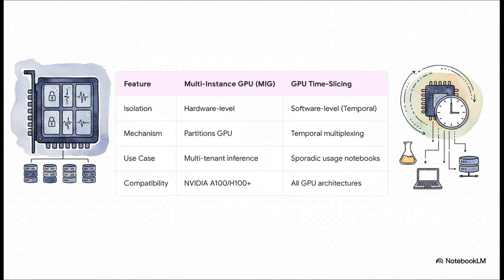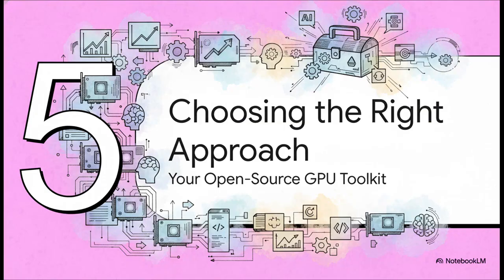Time slicing, on the other hand, is a software approach. It just lets different processes take quick turns using the GPU. It's way more flexible. It works on pretty much all GPUs, and it's fantastic for workloads that have sporadic usage, like developer Jupyter notebooks. So we've covered monitoring with DCGM, automation with the GPU operator, and sharing with MIG and time slicing.